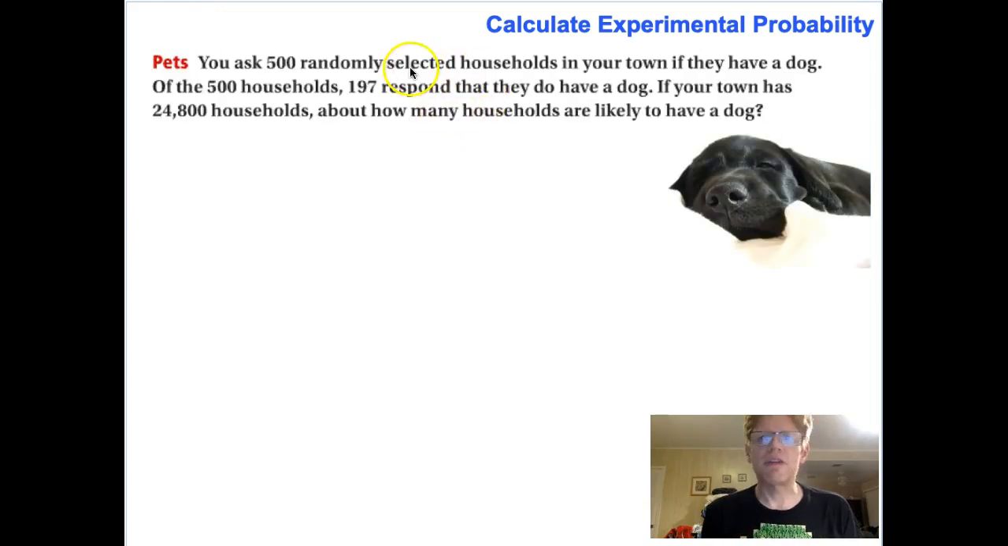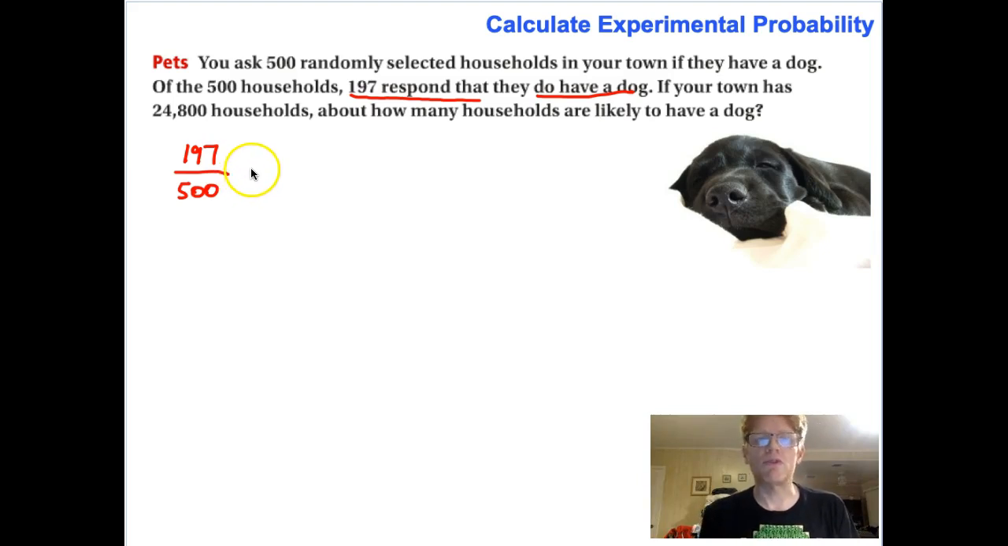Last example of experimental probability: you asked 500 randomly selected households in your town if they have a dog. Of the 500 households, 197 respond that they do have a dog. So that's our experimental probability. 197 do have a dog out of 500. That's my experimental probability. If your town has 24,800 households, about how many households are likely to have a dog?